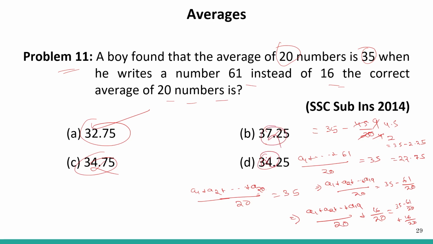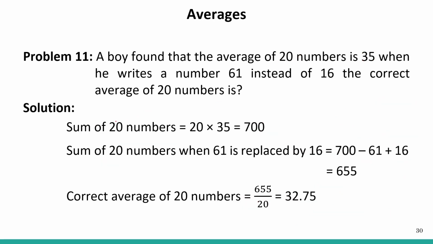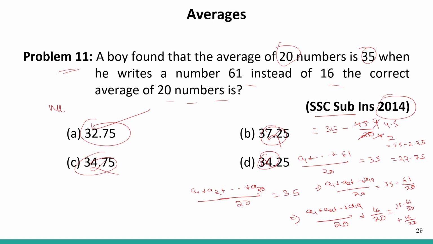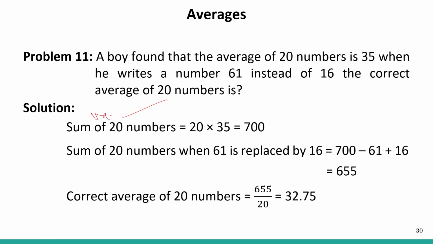Okay, so let's go forward with the step-by-step solution. And this question appeared in the SSC Sub Inspector Exam 2014. So the sum of the first 20 numbers is equal to what? If you can remember, we have done all this kind of problem using two methods, method 1 and method 2. This is method 2, right?